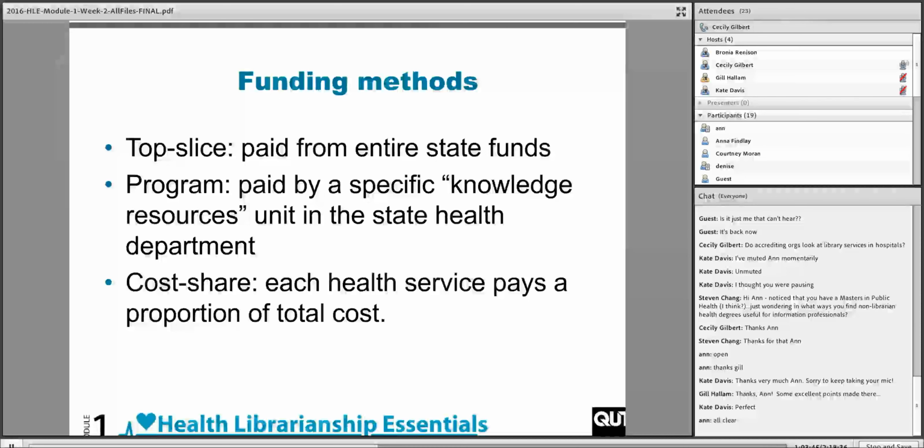But since that time, it's become a bit more nuanced, shall we say, and in New South Wales, for example, they have a knowledge resources unit that sits within the State Health Department, and the CAP funding, as I understand it, is a program for that knowledge resources unit, and it's their funding which provides the funds to obtain the resources for that consortium. In other states, there's a cost-sharing arrangement, so resources are bought by a group, in some cases a group of libraries, and each health service pays a proportion of the total cost.